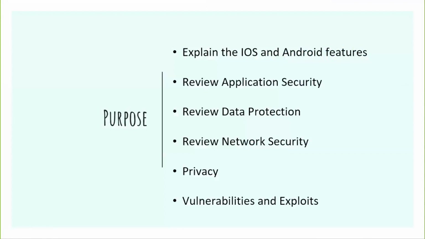iOS is known as a closed system, where each application on the phone is closely inspected to reduce malicious content. Android, on the other hand, is open source, which allows users more personal customizations and apps available. Each operating system has its own unique security features, but also contains its own flaws. The purpose of this presentation is to explain the iOS and Android features and review their application security. We will be reviewing the data protection and network security, as well as the privacy and vulnerabilities and exploits.